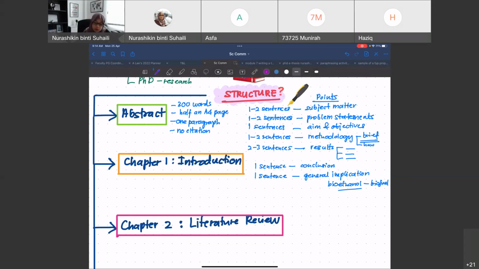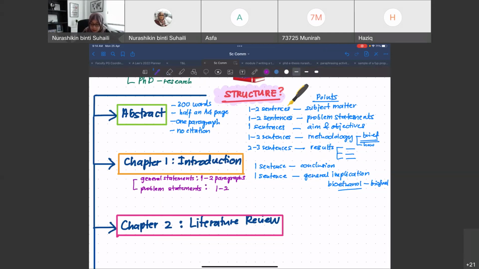For example, in the introduction, you have the general statement, but here you write in maybe one to two paragraphs, so it's longer, isn't it? After that, you have the problem statements, but in a much lengthier way than in the abstract. This one is about one to two paragraphs as well. And here you have to cite.